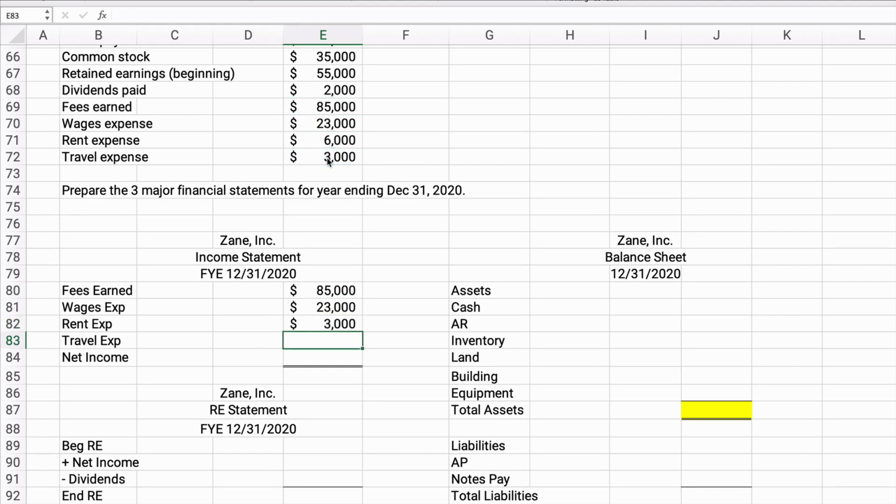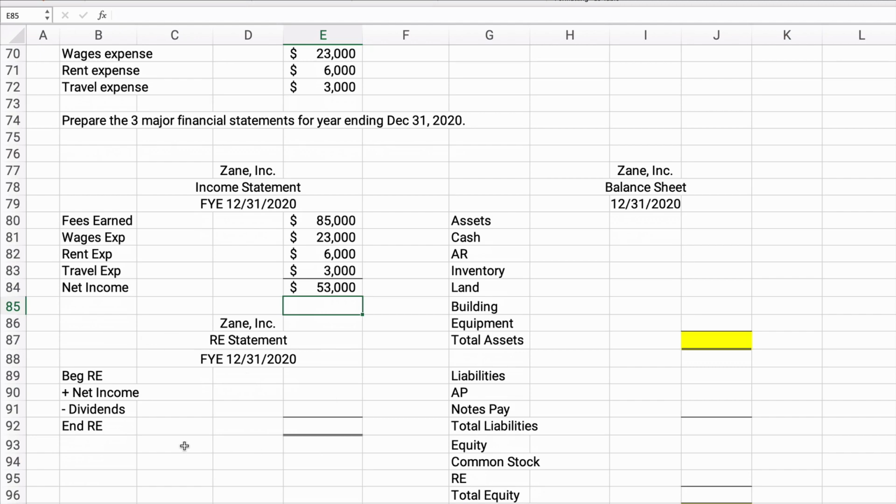our rent expense, let's do rent expense first, is 6,000. And our travel expense is $3,000. I think I did that correctly. So we're going to take the fees earned, which is a revenue account, minus $23,000 minus $6,000 minus $3,000. So our net income in this case is $53,000.